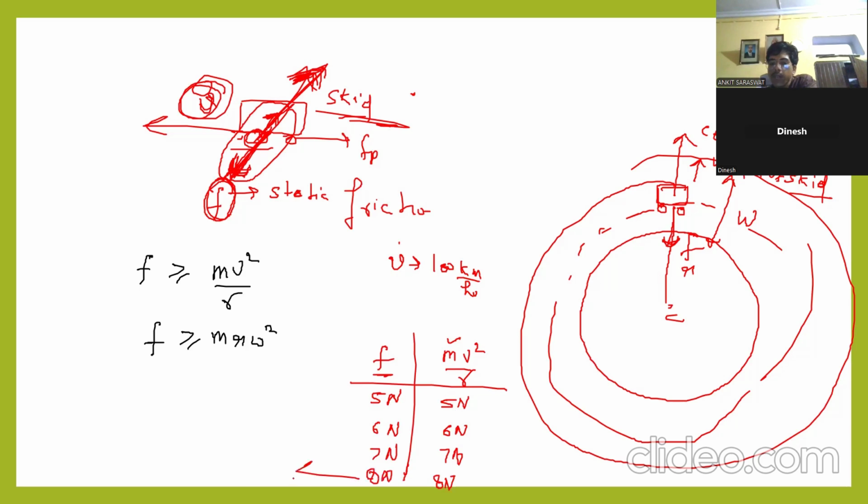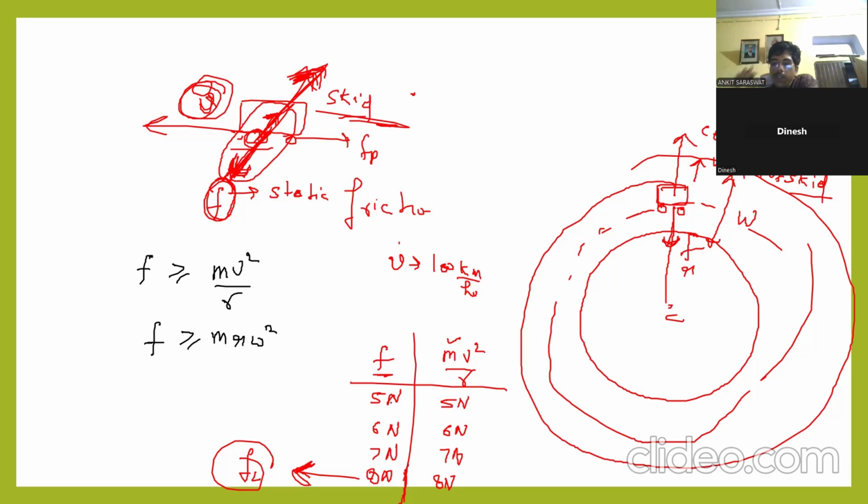But 8 Newton is its maximum value. Up to this value, it can adjust. That is known as the limiting value. Clear? Sir, how can we find the maximum value, sir? I will tell, don't worry.